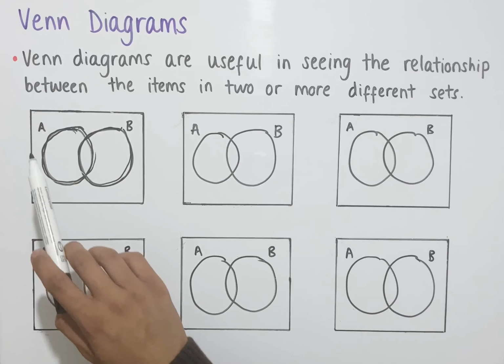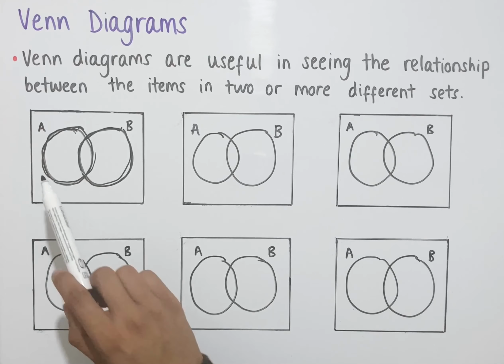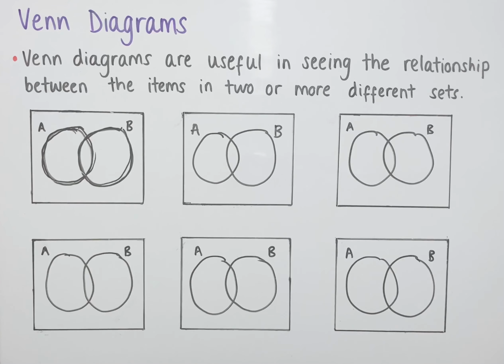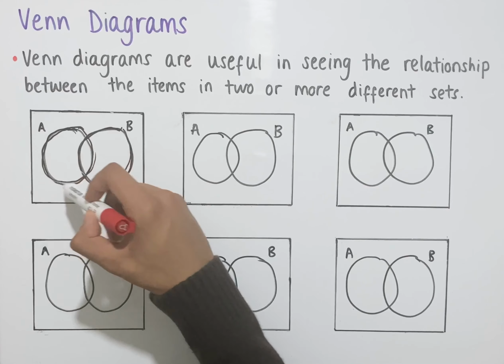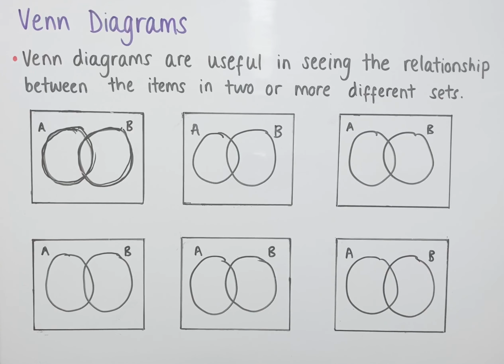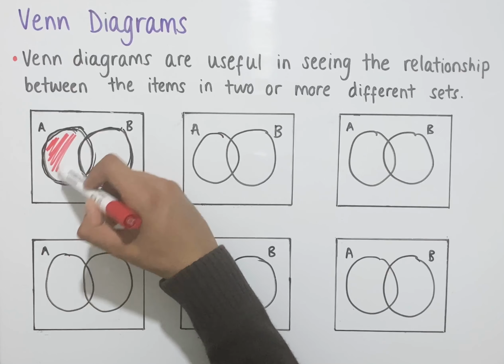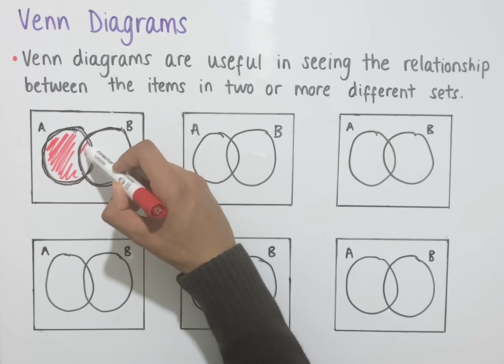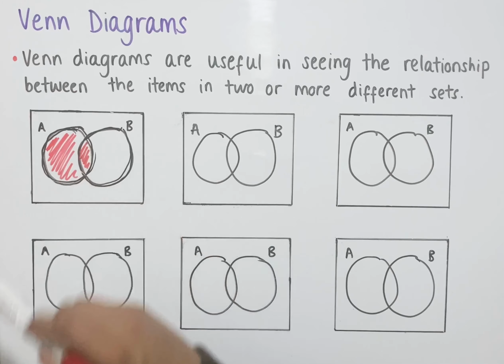The rectangle is used so that we can include any items or members that are in neither set A or set B. If we wanted to shade in set A, then we would need to look at the circle that represents set A, and everything inside that circle is within that set. We would have everything within this region as well as everything within this middle region as well. So all of this in total represents set A.